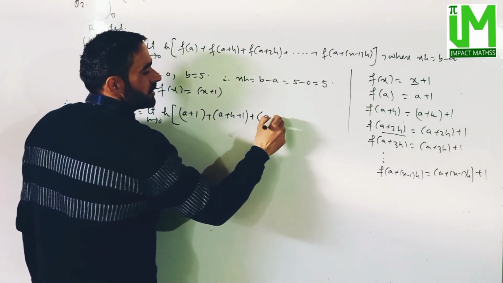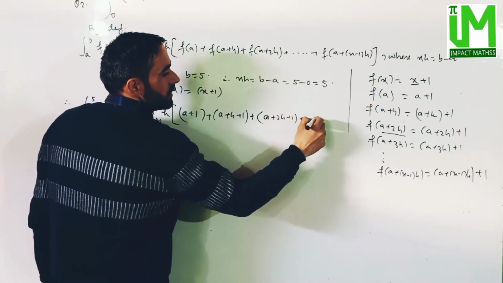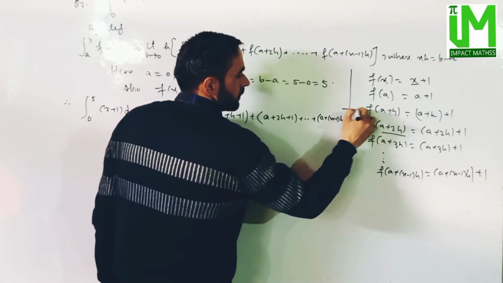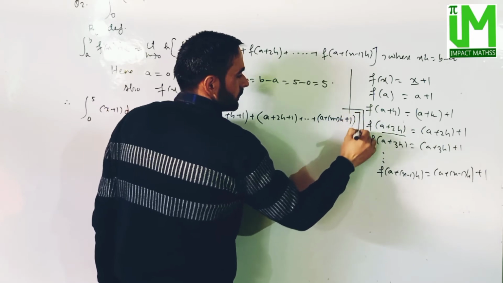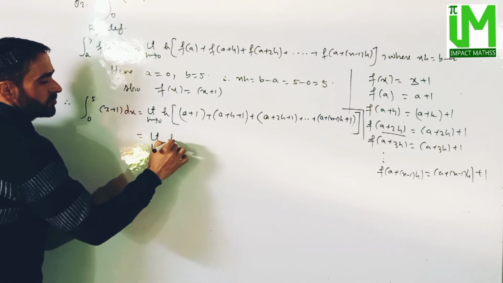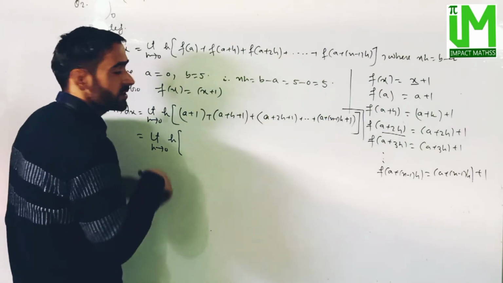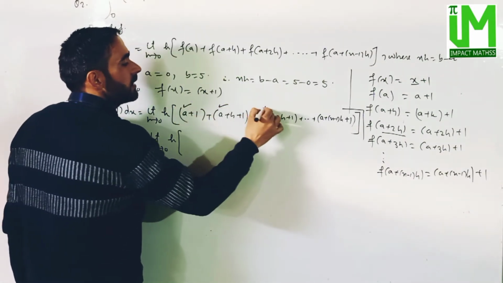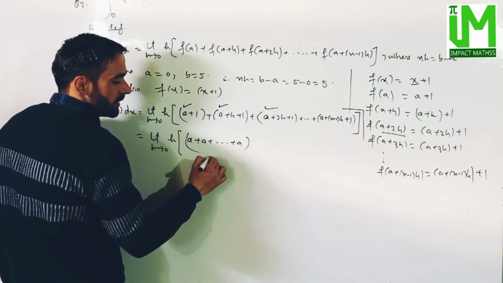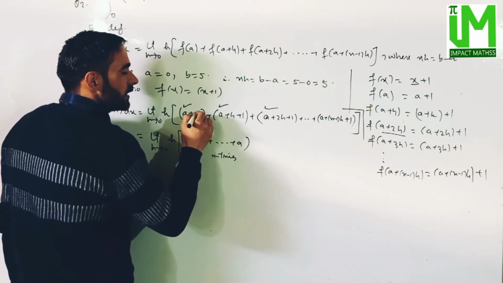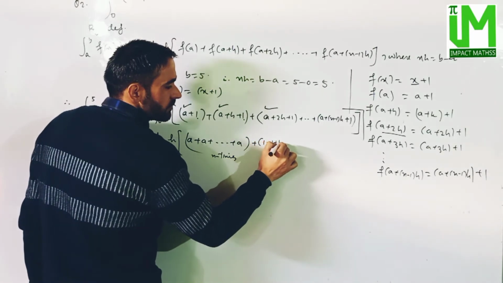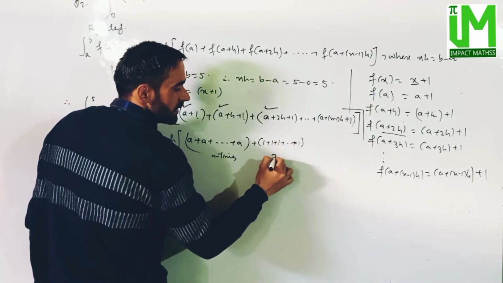f of a plus 2h plus 1, plus up to the last term, a plus n minus 1 into h, plus 1. So simplify this. This will again be the limit as h tends to 0. Again the simplification is like the previous question: a plus a, n times, so this is a into n, and then plus 1 plus 1 plus 1, n times, again 1 into n.